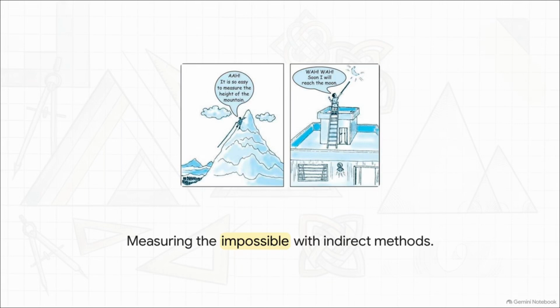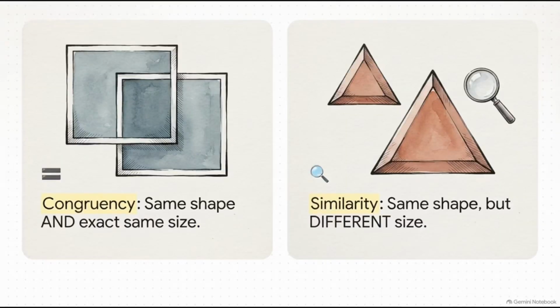And the secret math behind these indirect methods, it all boils down to one simple yet incredibly powerful geometric concept. And that absolute superpower of a concept, it's called similarity.